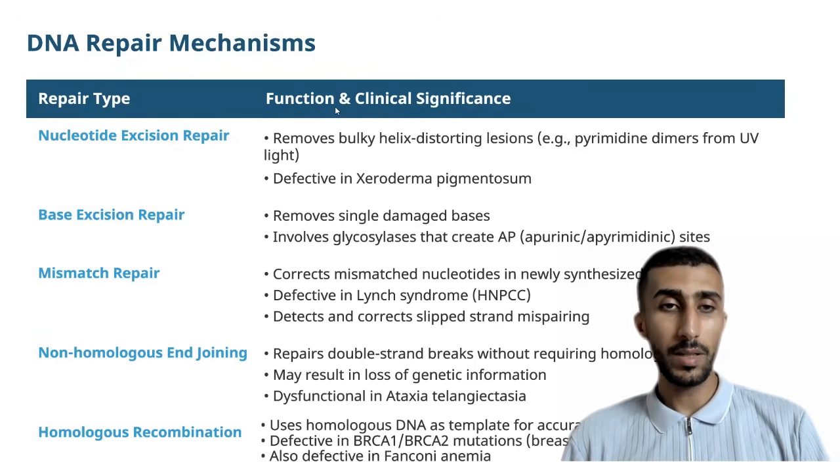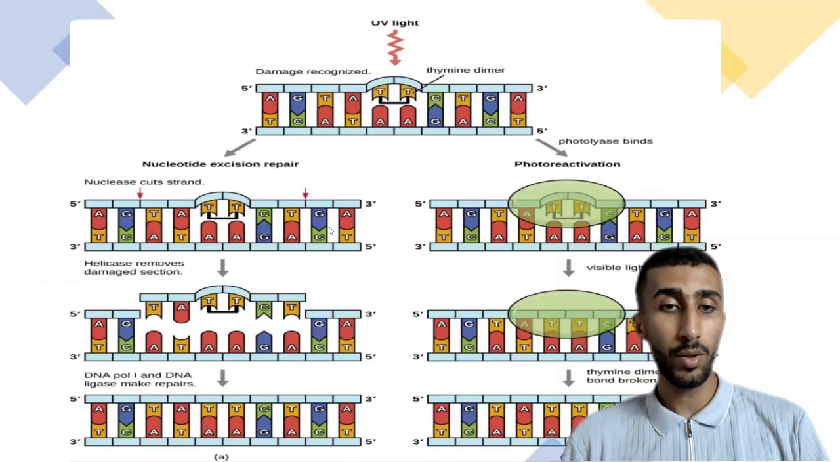So there are different mechanisms for DNA repair: nucleotide excision repair, base excision repair, mismatch repair, non-homologous end joining, and homologous recombination. Nucleotide excision repair means removing bulky helix-distorting lesions, such as pyrimidine dimers from UV light. So we have some bulky helix-distorting regions. For example, here, UV light forms something called thymine dimers. So we have thymine dimers here, and we're going to remove them.